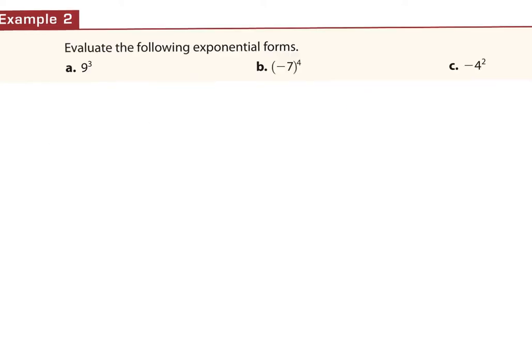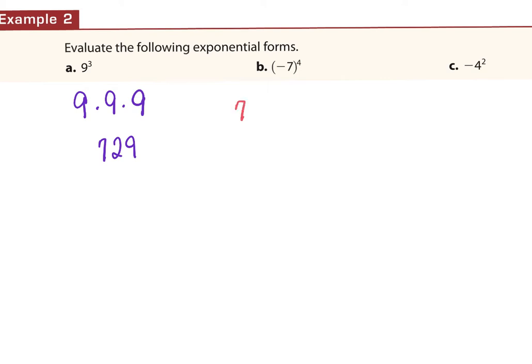Evaluate these. So this first one is 9 cubed. To evaluate it, I am literally going to multiply 9 times 9 times 9. All right? 729. This next one, -7 to the 4th power. That negative is actually in the group there. So is my answer going to be positive or negative here? Positive. I will have 4 negatives.